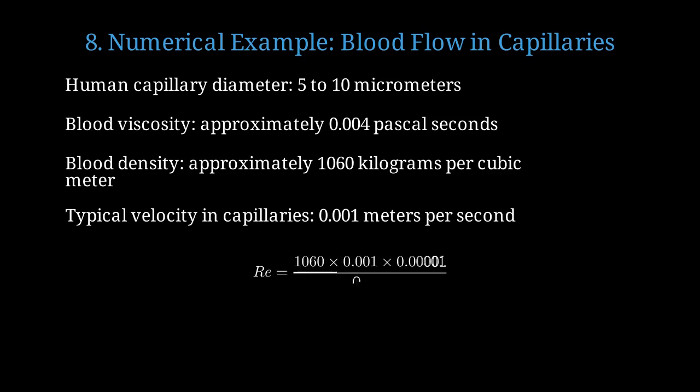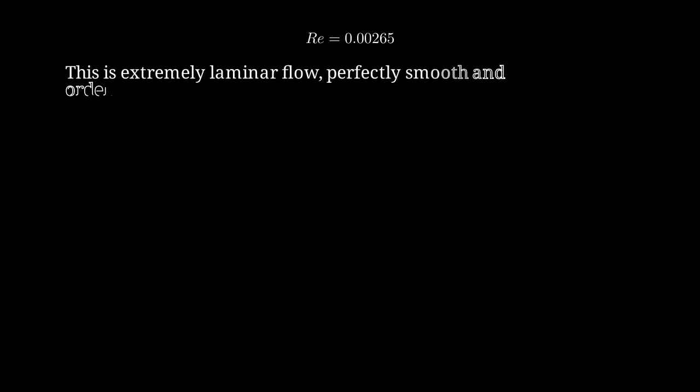The Reynolds number equals 1060 times 0.001 times 0.00001 divided by 0.004. This gives us a Reynolds number of just 0.00265, incredibly small. This Reynolds number represents extremely laminar flow, perfectly smooth and orderly, essential for efficient oxygen exchange. Blood cells, shown as yellow circles, flow smoothly through the capillary in perfectly laminar motion, with no turbulent mixing whatsoever.